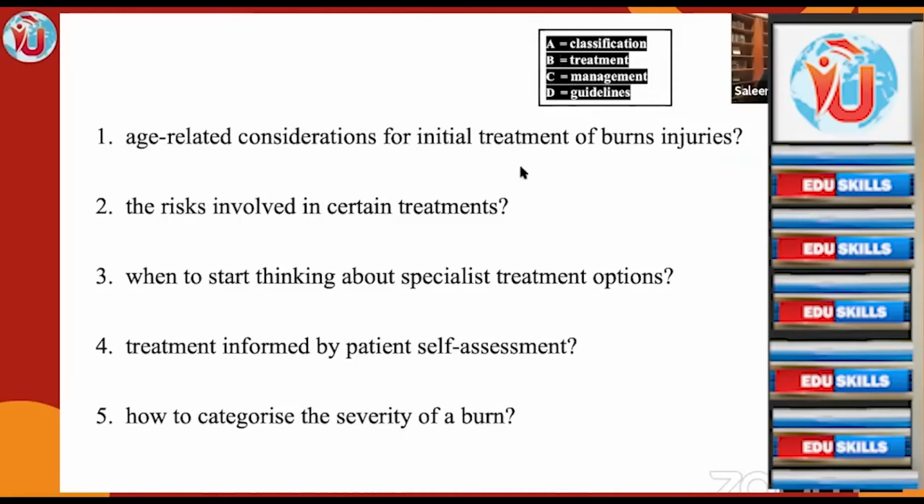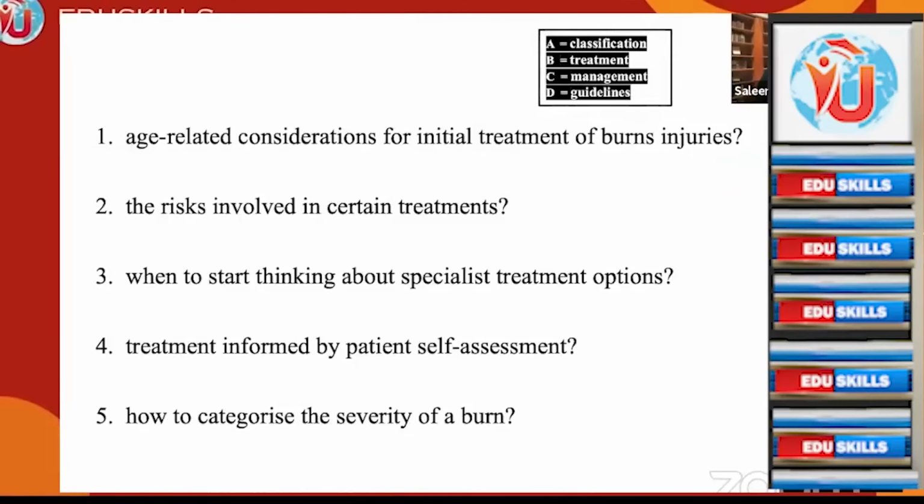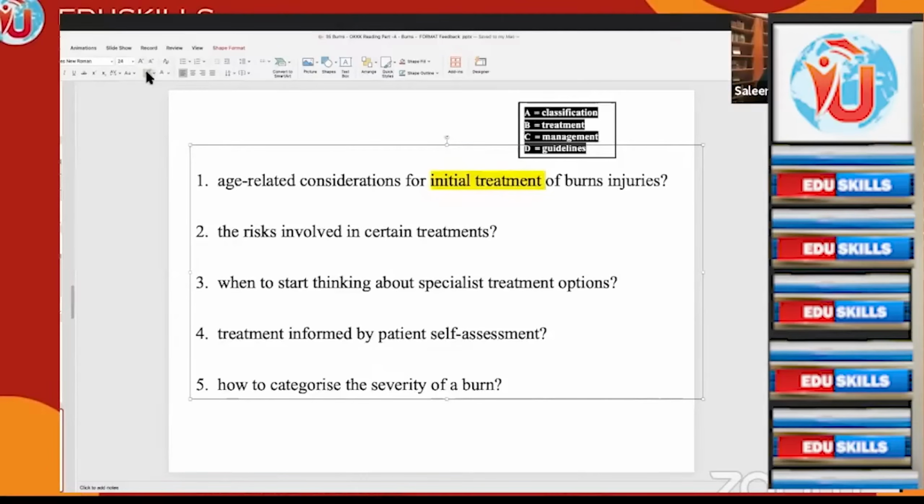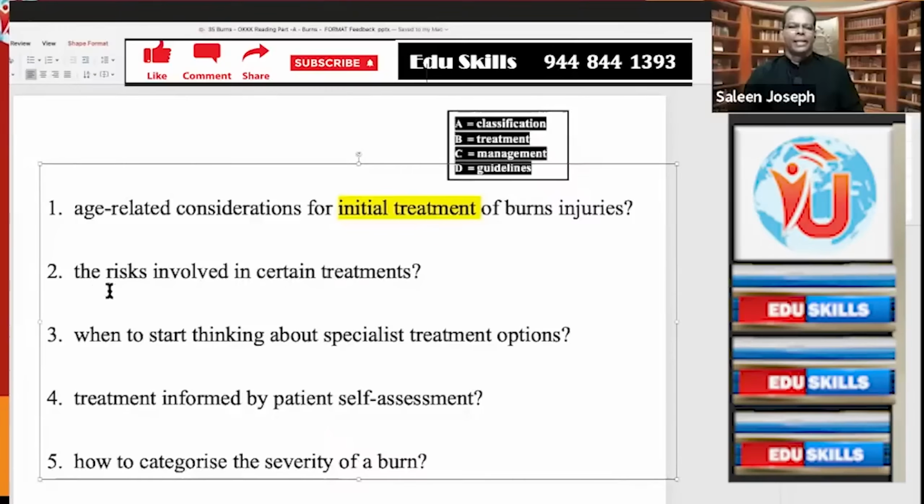Age-related consideration for initial treatment of burn injuries. Initial treatment, B. Then risk management. Automatically, when you know risk is there, usually you say risk management. Then when to start thinking about specialist treatment. You need some special treatment after your treatment in the hospital. You need to send the patient to somewhere else. Where do you think of it? Which stage? Guidelines. Specialist treatment is after the normal.